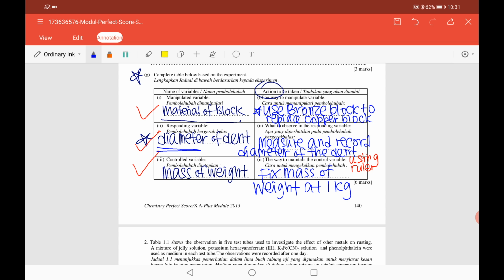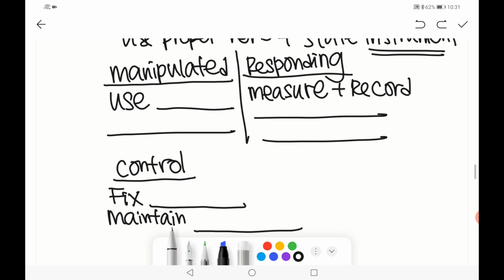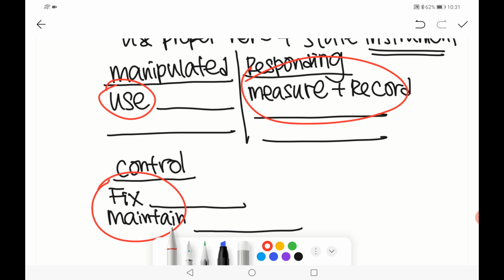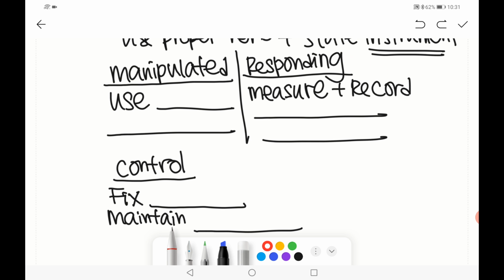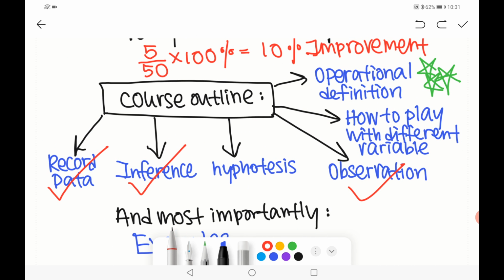The keyword is very important over here. Make sure everyone knows these kinds of keywords. Sometimes you write it out but you don't put the keywords, so they don't give you the marks that you deserve. So that is how we deal with the variable.